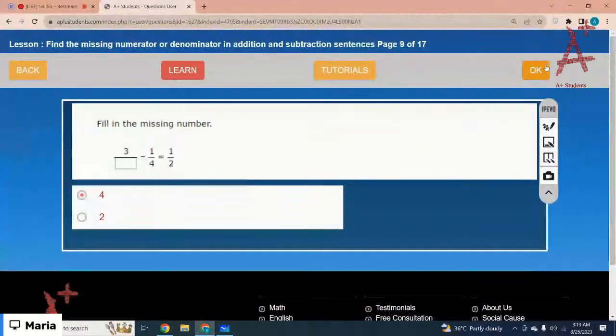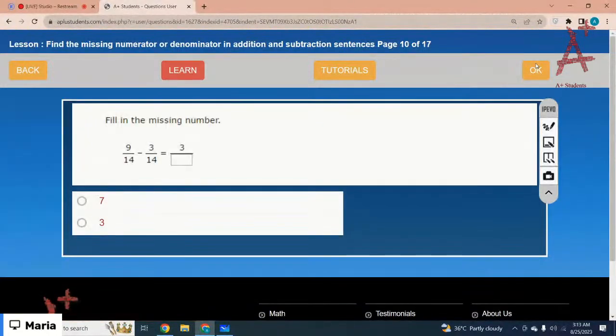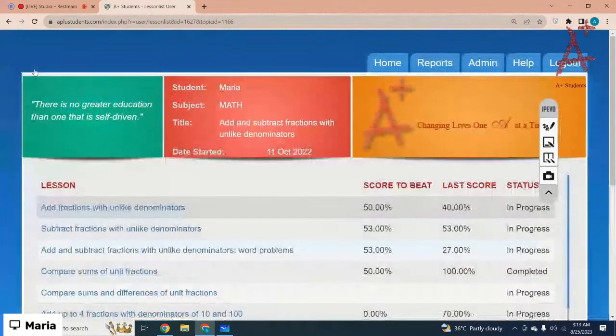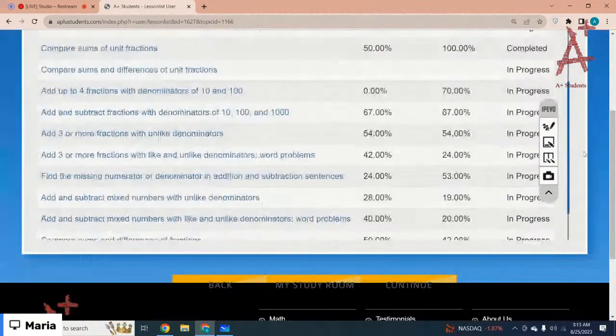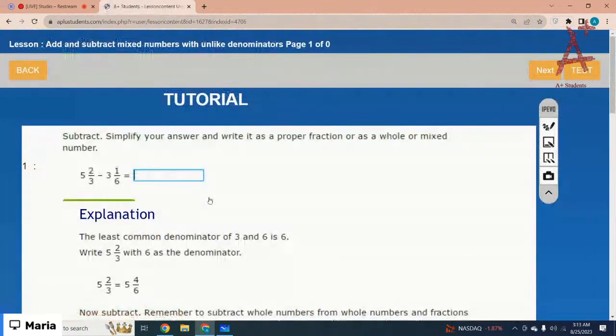Okay, you can complete the lesson by yourself later today. Let's just start with the next lesson. And the next lesson is add and subtract numbers with unlike denominators. Okay. Add and subtract mixed numbers with unlike denominators.